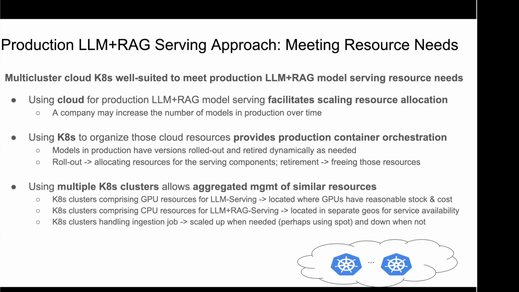You can leverage even things like GitOps to make it really easy to spin things up and spin them back down. Another reason Kubernetes is great for this is because it allows us to aggregate the management of similar resources. So we've got some Kubernetes clusters that have a GPU and some only have CPUs, and we can find the best combination of cost and location to meet our policy requirements.